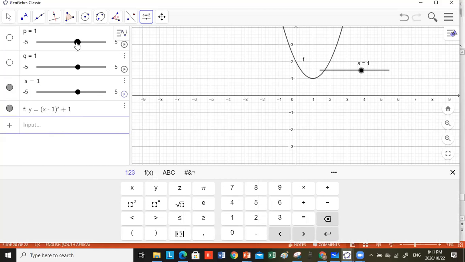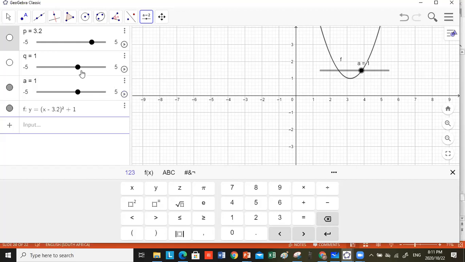Now let's also explore what is going to happen if we're changing P. What is the effect of P on the function? If we're increasing the value of P, the function is going to shift to the right. If we're decreasing the value of P, the function is shifting to the left. So learners must know that P affects the function to move to the left and to the right.